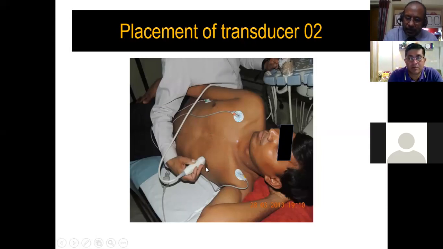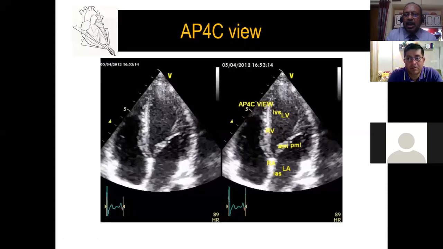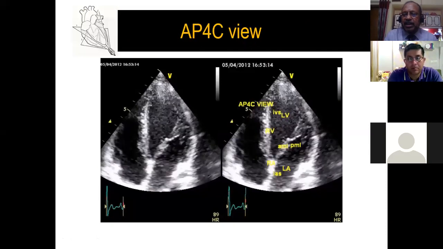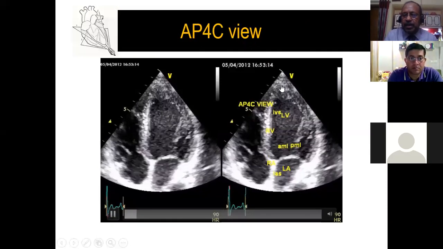Is that clear? Once we do this, we are almost parallel for scanning the heart. And what do we get? We get the 4-chamber view. Here is a point of interrogation. This is LV, this is LA, this is RA, this is RV. This is interventricular septum, this is lateral wall. And lateral wall has got a papillary muscle.